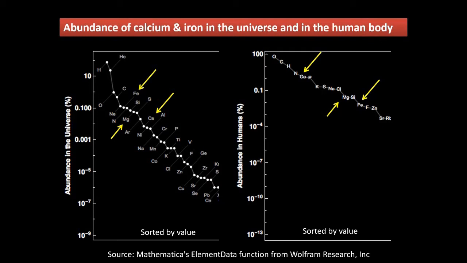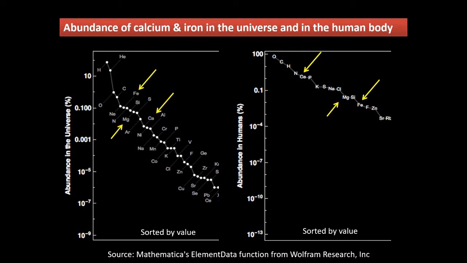Calcium is one of the most ubiquitous signaling molecules. Before discussing the properties of calcium that make it suitable as a signaling molecule, I'd like to highlight the relative abundance of calcium, iron, and magnesium in the universe, as well as in the human body. Iron and magnesium are more abundant in the universe compared to calcium, whereas calcium is more abundant in the human body compared to magnesium and iron.